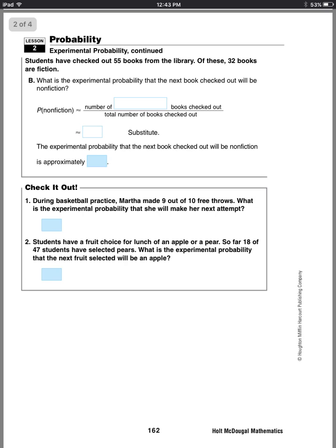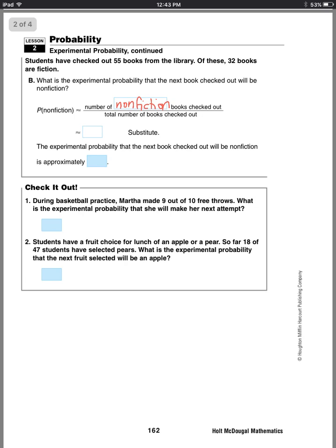Students have checked out 55 books from the library. Of these, 32 books are fiction. What is the experimental probability that the next book checked out will be nonfiction? We have fiction or nonfiction, right? So we're actually looking for the complement. So we want to find the number of nonfiction books checked out over the total number of books.